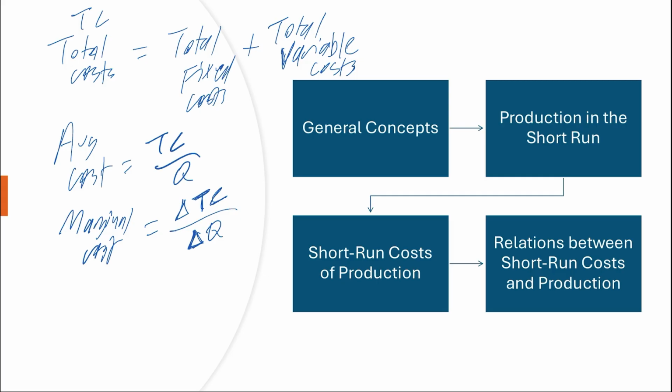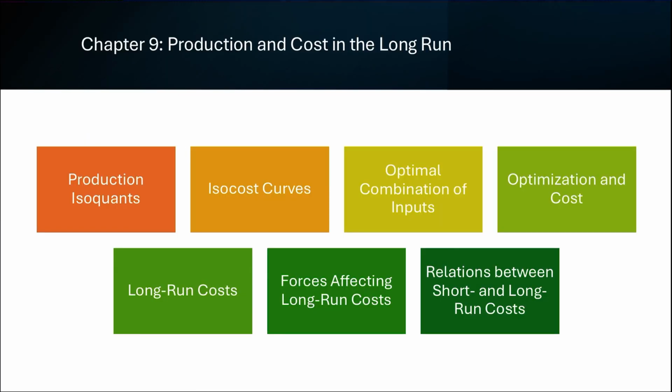All right, and then we can look at some relations between short-run costs and production. So we can see some of the ways these different curves are related. So we have these relations between labor and output, these relations between output and what it costs, and then we can look at how all these things are related in this last section here. All right, chapter 9, we're going to look at the long run.